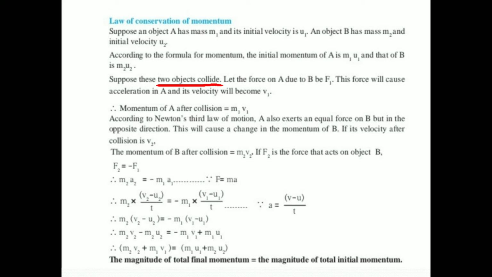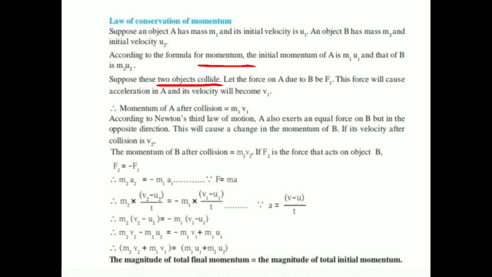Now what is after the collision? Let us suppose for object A, m1 and v1, and for object B, m2 and v2 are the new values. After collision, their velocities are changing. Now we know that momentum is the product of mass and velocity. So momentum of object A is m1 u1 and momentum of object B is m2 u2.